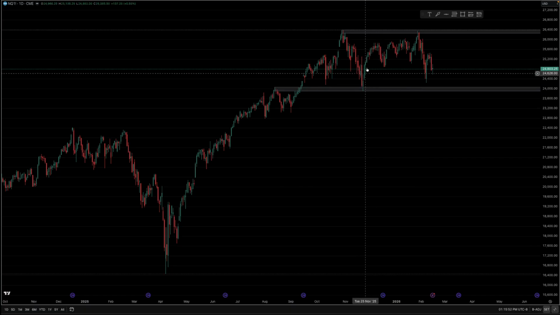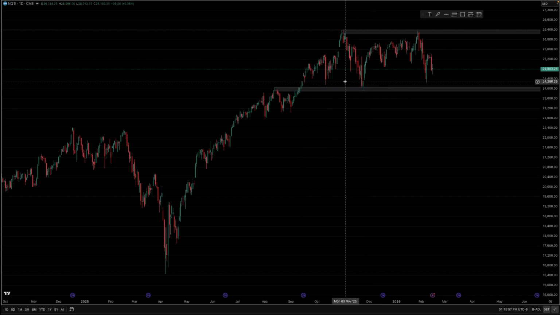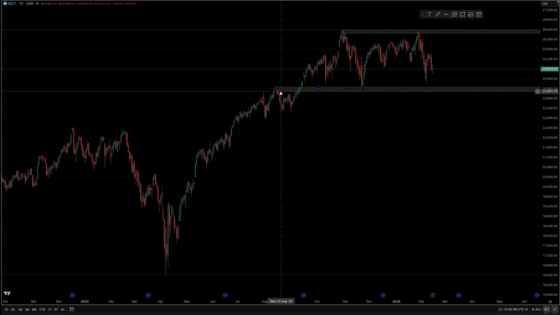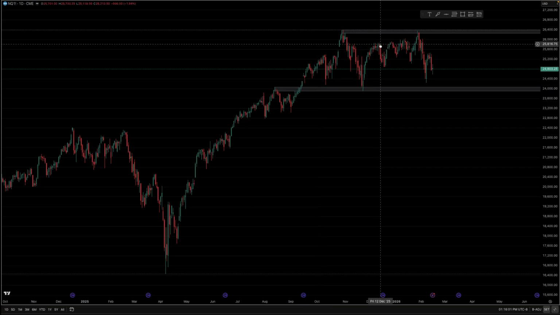So now we have 2 warning signs, right? Markets were trending, higher highs, higher lows, higher highs. We made a local lower low, we held structure, and then we put in a lower high.